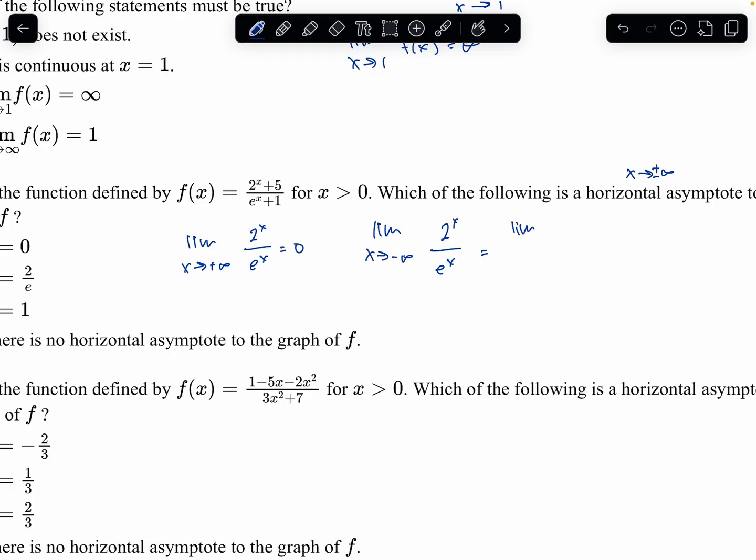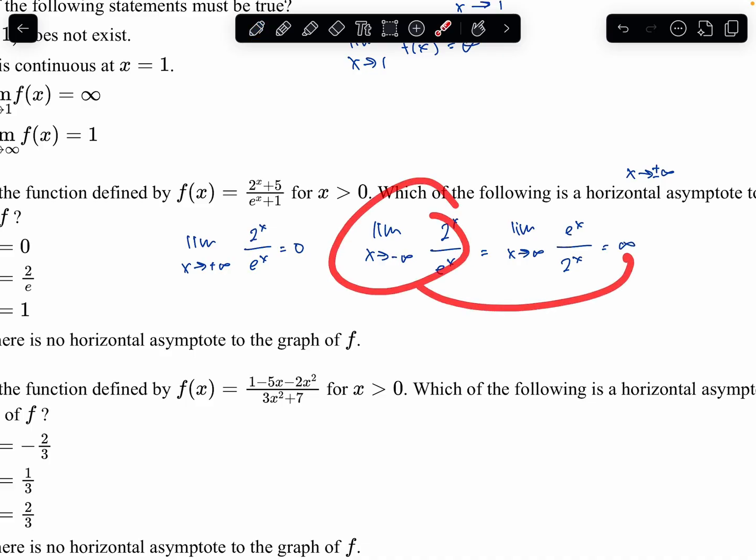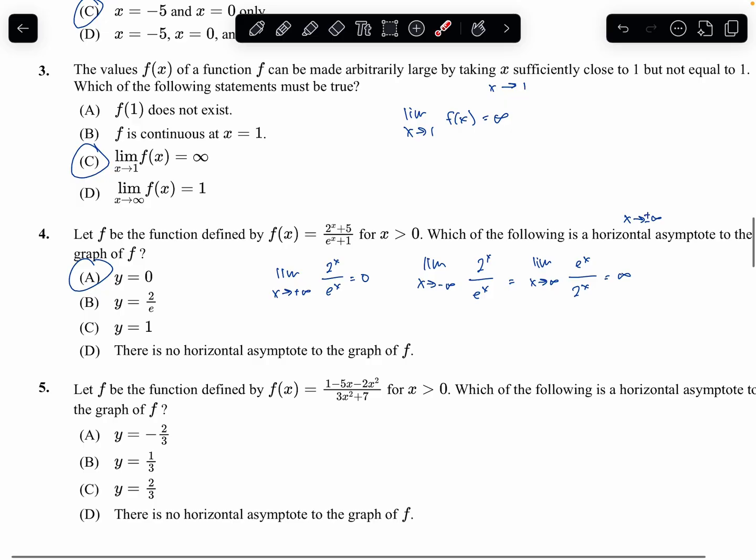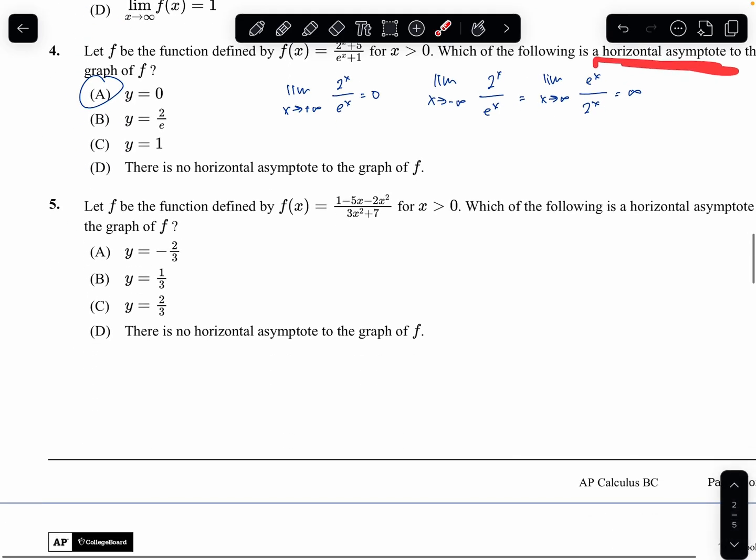So you could say that this would be equal to the limit as x approaches positive infinity of e to the x over 2 to the x. And then, since the e is in the numerator, it's going to grow faster, so that's just going to be equal to positive infinity. So the left side of the graph is going to go to positive infinity, while the right side of the graph is going to be at 0. So it's still only one horizontal asymptote. Okay.